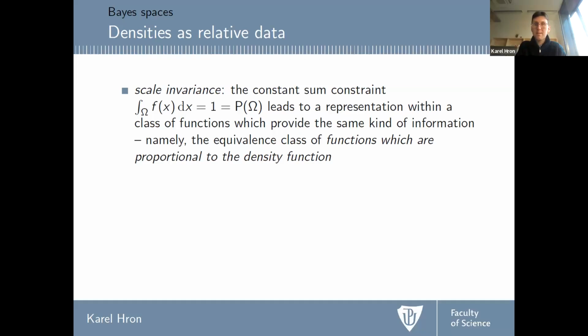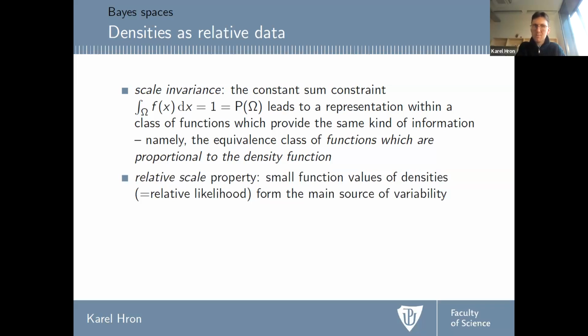The usual integral constraint leads in our case to a representation within a class of functions which provide the same kind of information. In fact, this is the usual probabilistic representation. But from Bayesian statistics, we also know about proportionality of densities. So in fact, we can consider the whole equivalence class of functions which are proportional to the density function in the usual probabilistic sense. So in fact, the sample space of densities is formed by these equivalence classes of proportional functions.